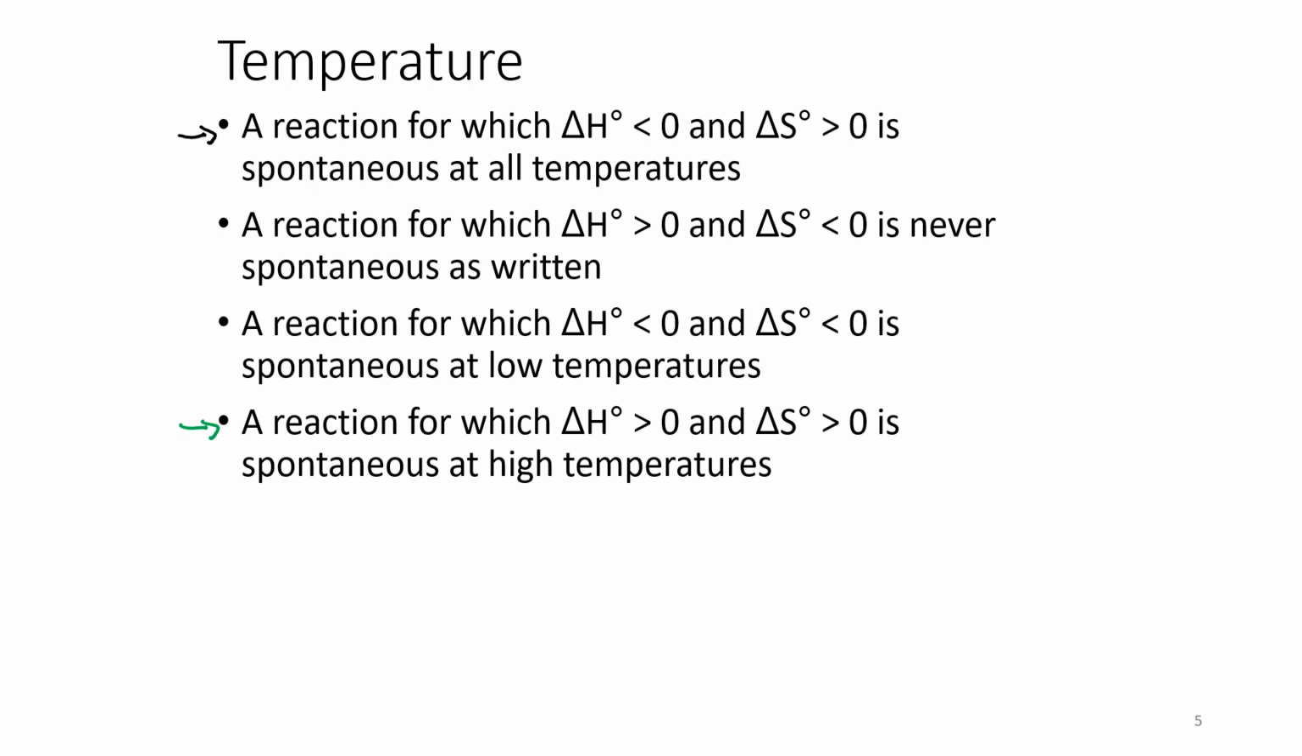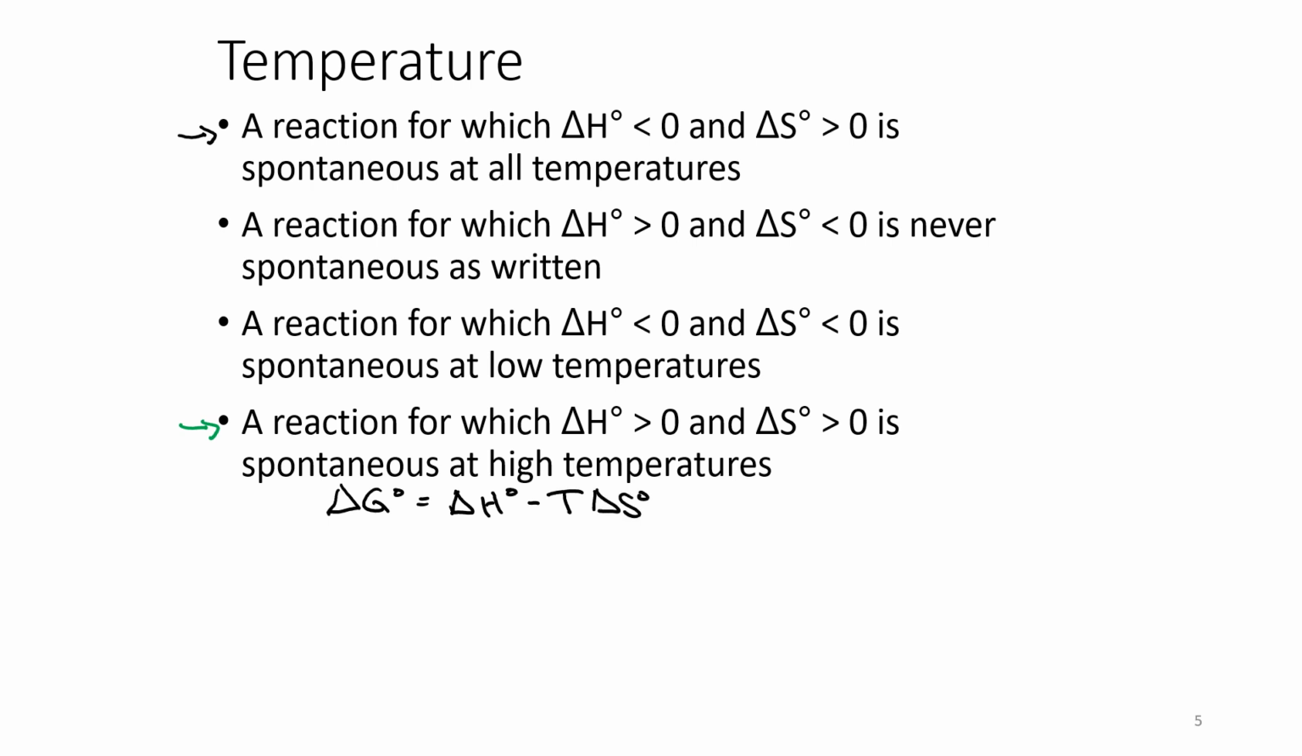All right, so I'm going to show examples of the very top one in black and the bottom one in green. So a reaction for which an enthalpy change is negative and an entropy change is positive is spontaneous at all temperatures. Okay, let's see why that is by looking at our Gibbs-Helmholtz equation. Delta G is equal to delta H minus T delta S.